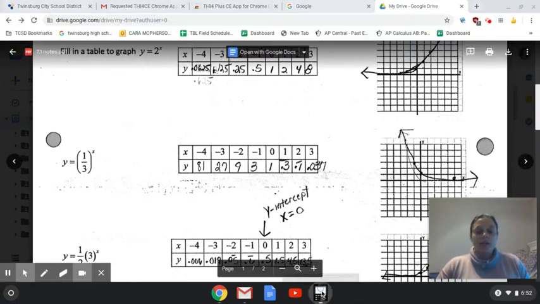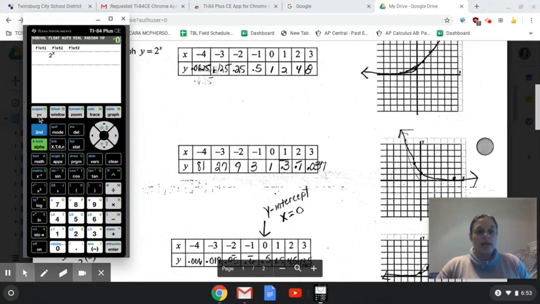On your calculator to do this, you're going to go to y equals again. You're going to get rid of the one we just did. It does help to use parentheses with fractions. So you're going to do parentheses 1/3, close your parentheses, hit the exponent button.